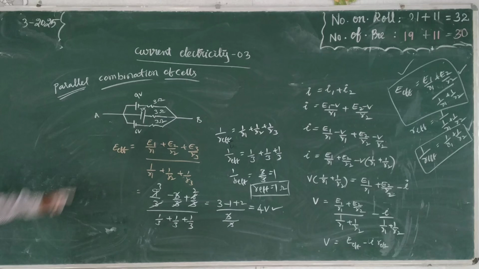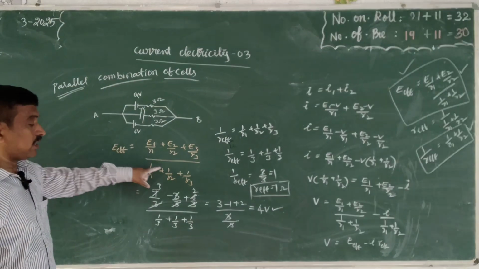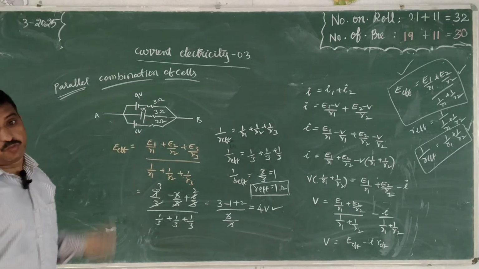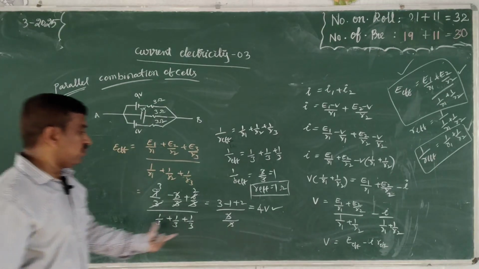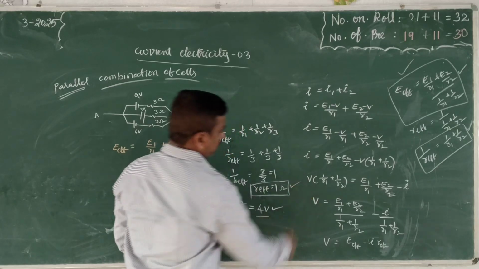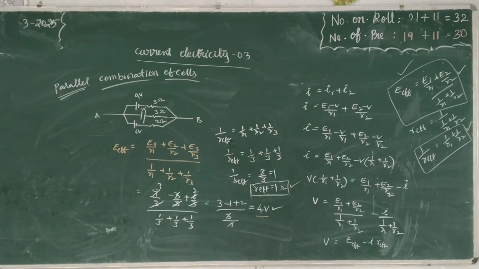When cells 9, 3, 6 are connected in parallel, 9 and 6 have the same polarity, and 3 has opposite, reverse polarity. In that case, what is the effective EMF? 4 volt. The effective internal resistance is 1 ohm.